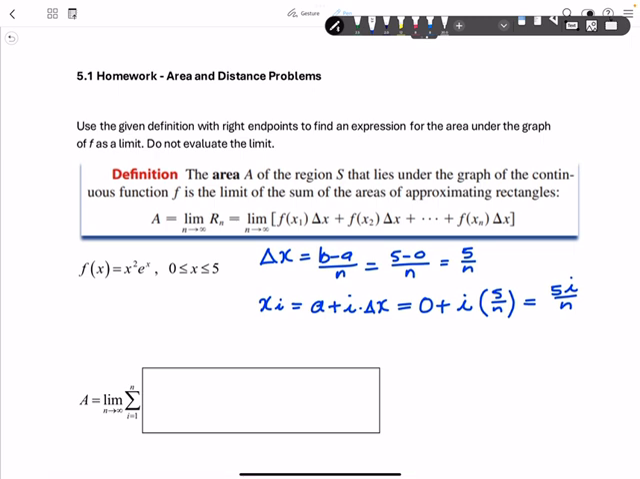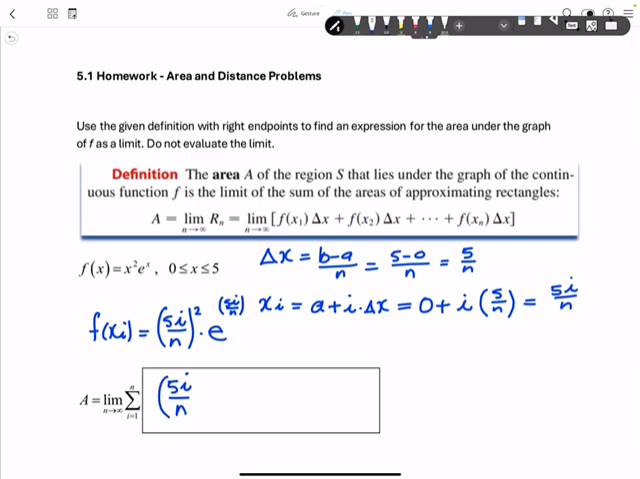All right, so A is equal to the limit as n goes to infinity of the sum, i going from 1 to n, of, first of all, f of x sub i. And again, let's just quickly get this straight. So f of x sub i is going to be x, but we're going to replace x. That x sub i will be 5i over n, quantity squared, times e raised to the x, so e raised to 5i over n. All right, so this is my function. I'm going to put that over here.